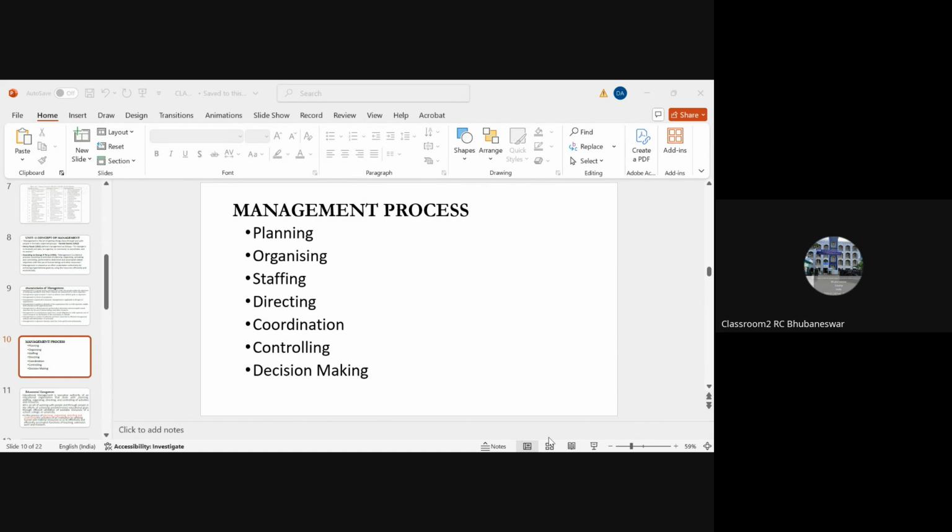Above that, there is a separate Department of School and Mass Education in our state. In some states, there is the School Education Department. But in our state, there are two departments: one is Higher Education, another is School and Mass Education. This is all about the administrative structure from school level to state level.